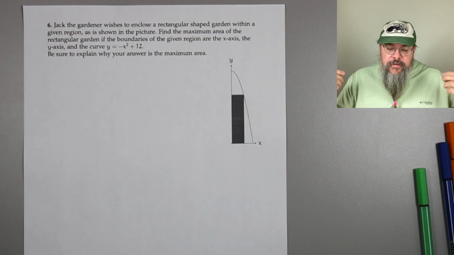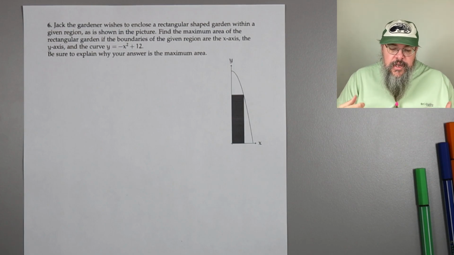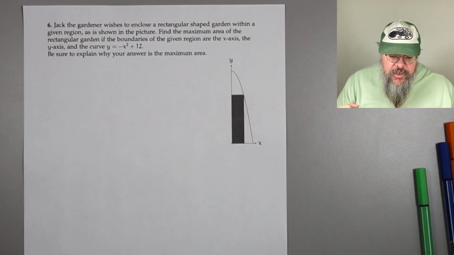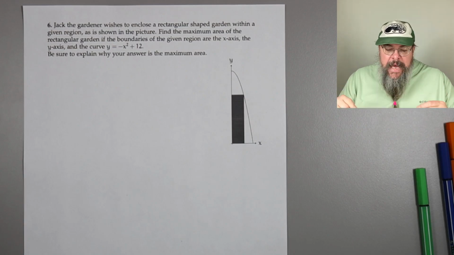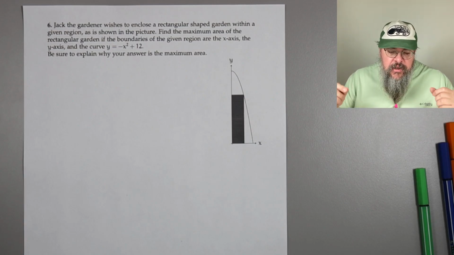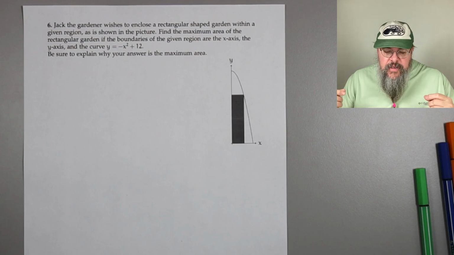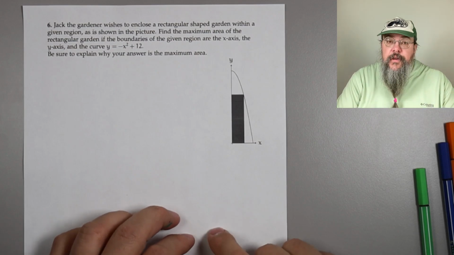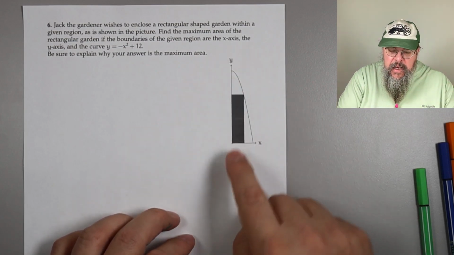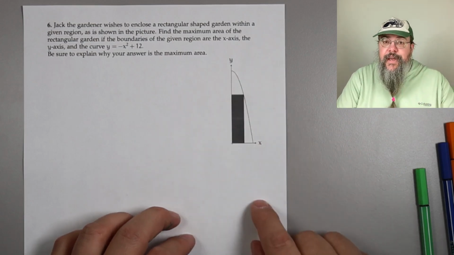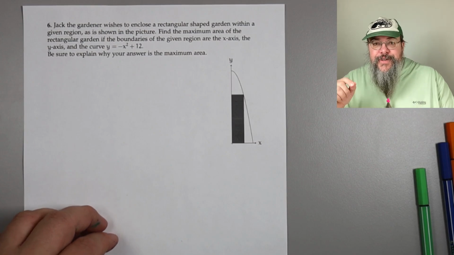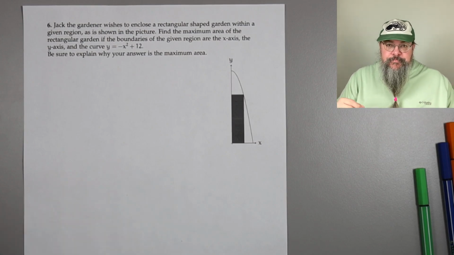Jack wishes to enclose a rectangular-shaped garden within a given region, as is shown in the picture. They give us a picture. Find the maximum area of the rectangular garden if the boundaries of the given region are the x-axis, the y-axis, and the curve y equals minus x squared plus 12. Be sure to explain why your answer is the maximum area.